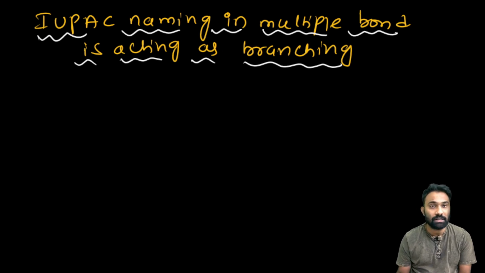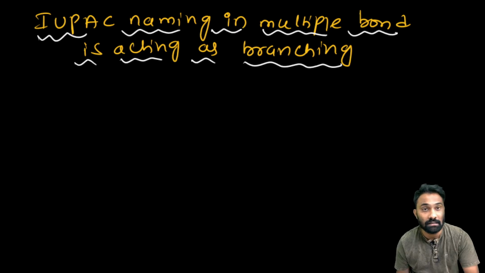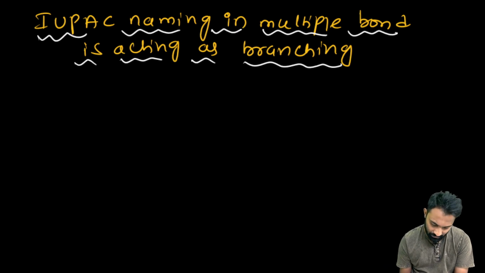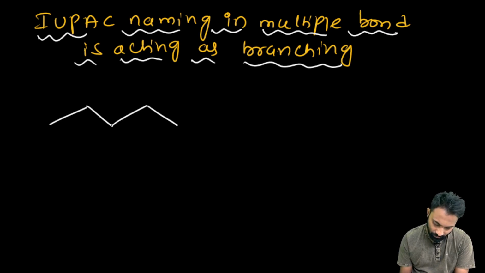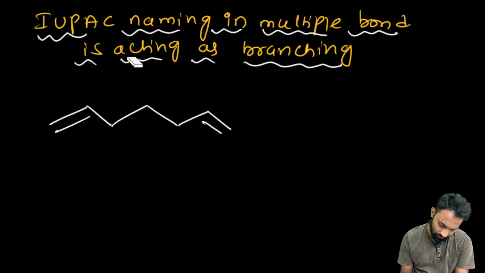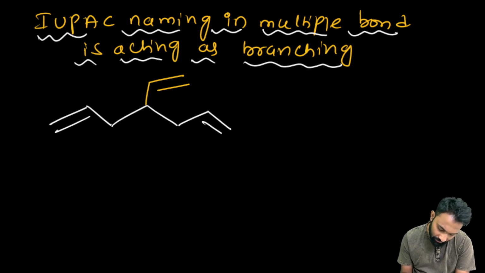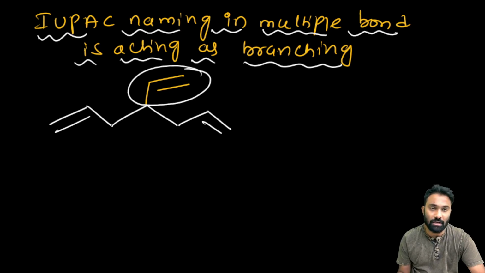If the multiple bond is acting as a branching, it is directly attached to the parent carbon chain. What does it mean? Let's see. First we will go with this one: the double bond is acting as a substituent. When the double bond is acting as a substituent, how do we name this substituent?